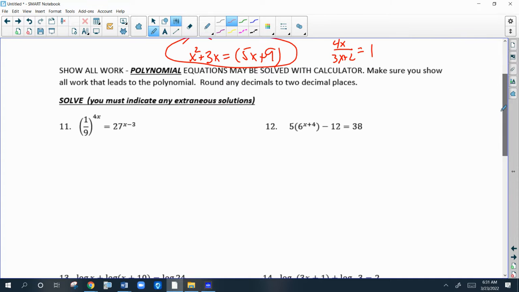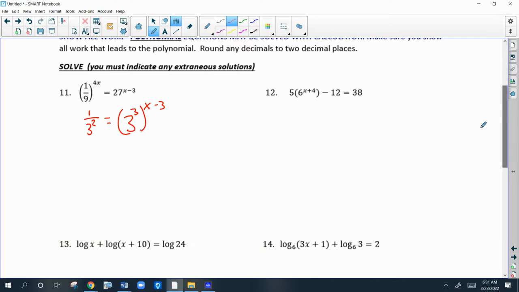So the first question is an exponential equation, and you can get the same base here. They both have a common base of 3. So the first thing we're going to do is get that common base. 9 is 3 to the second. 27 is 3 to the third. So now I have to bring this 3 to the second up.